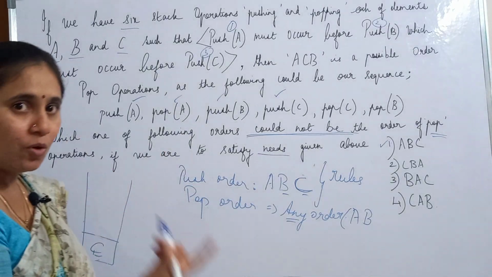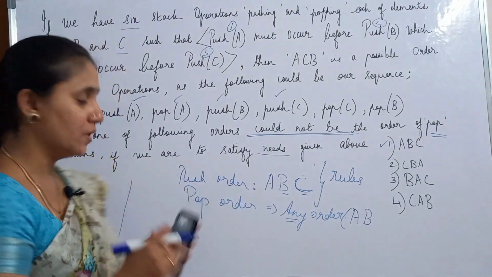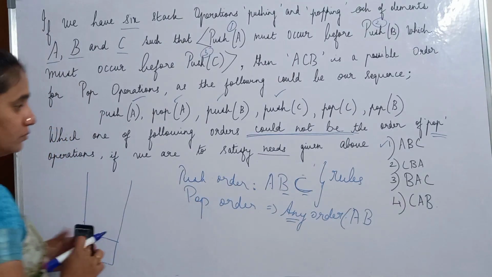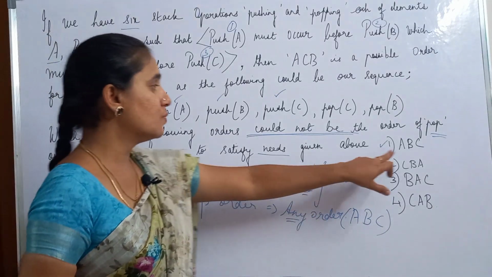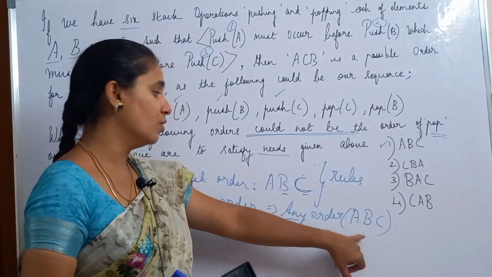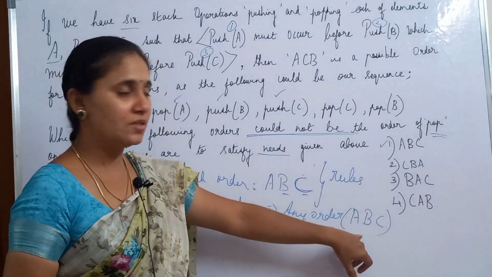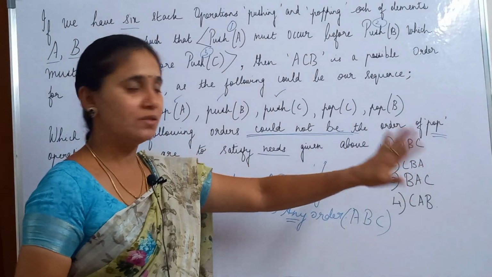Now can I pop it? Yes, I can pop it. So now you pop. So C has come out. So for this first option, I am getting this order, right? Can you understand? So now this is clear. This order has been obtained.